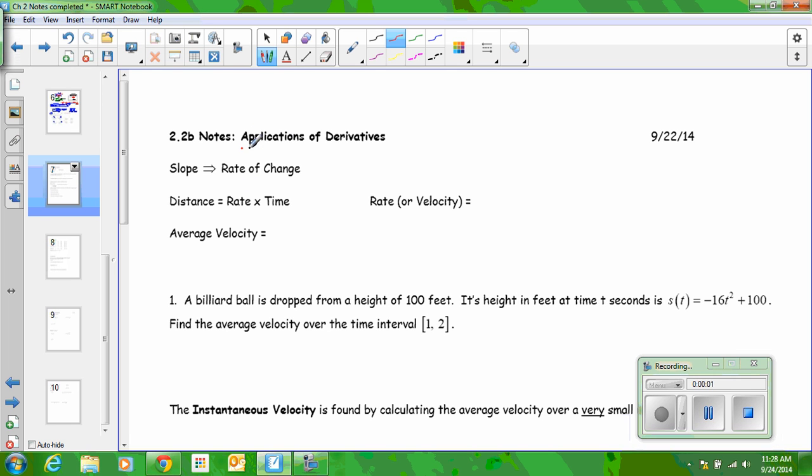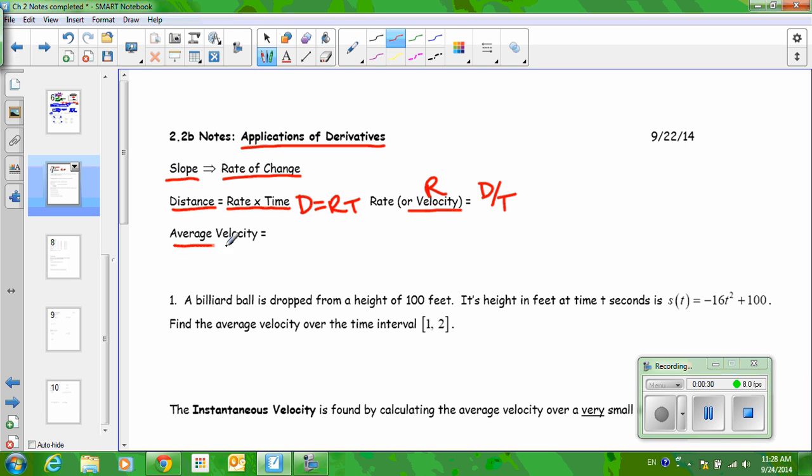Okay, in this lesson we're going to go over a few applications of derivatives. We already know that slope is the rate of change, and in the context of distance, rate, and time, we have the formula d equals r times t. If I solve that for r, it would be d divided by t. In the context of what we're going to talk about right now, this is velocity: speed with a direction.